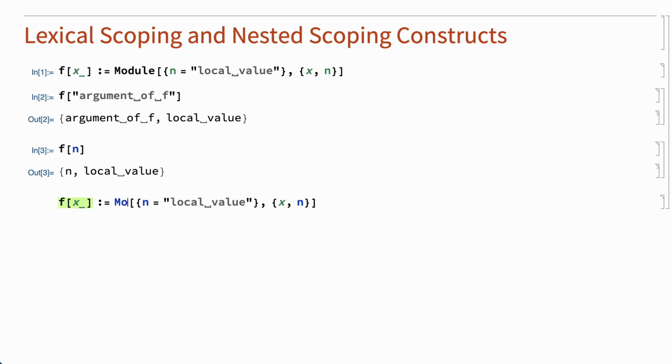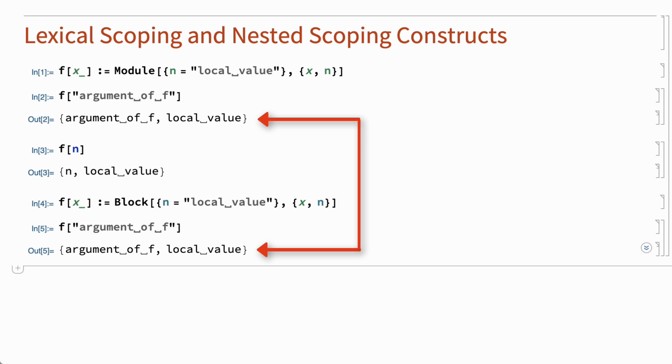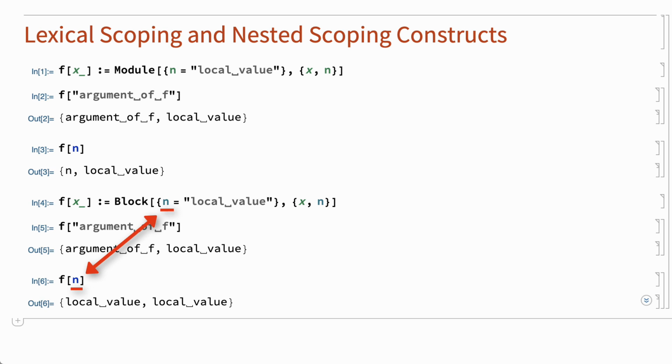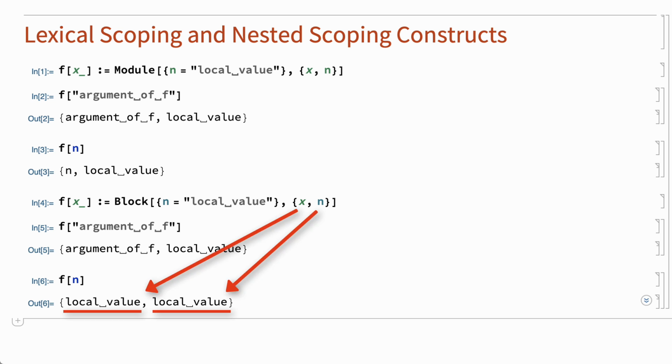This does not work, however, if the same definition is written using block. If the argument of f is not the same as the local variable in block, then the definition works as before, but there is an awkward special case if the argument of f is the same as the local variable in block, since the two variables will then be treated as the same variable, and the value that is assigned within the block gets used as the value for both variables.